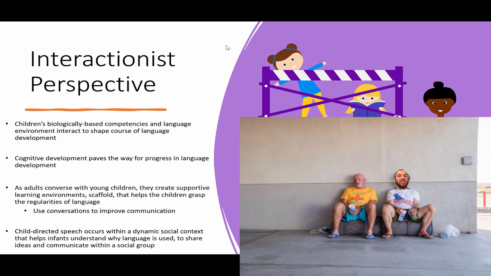Next, an interactionist perspective. Children's biological-based competencies in language and environment interact to shape the course of language development. Cognitive development paves the way for progress in language development. As adults converse with young children, they create supportive learning environments, scaffolding, that helps the children grasp the regularities of language, and they use conversations to improve communication. Child-directed speech occurs within a dynamic social context that helps infants understand why language is used to share ideas and communicate within a social group. So the idea here is an interaction between nature and nurture. Children have particular biological-based competencies which interact with the language environments to shape the course of their language development.